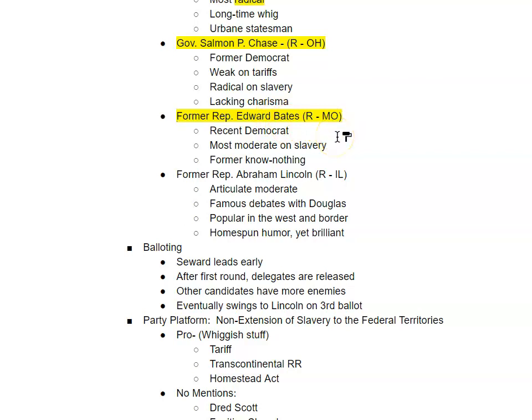As someone who was very recently a Democrat and someone who was from a slave state, he was by far the most moderate on slavery, and so was most willing to compromise with the Democrat position.